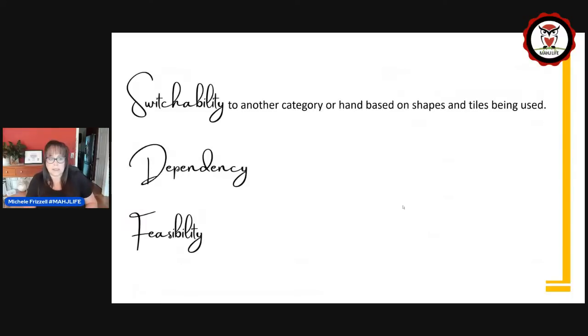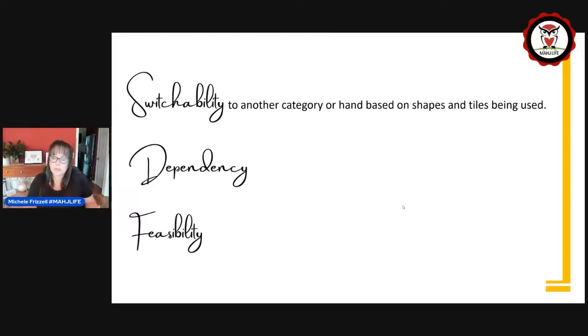For switchability, you need to be able to look at the common shapes and the tiles that are being used in your hand. You can't just switch to anything. It's relative. You've got to have some commonality in another category, for example, or preferably within the same category first. But sometimes you can switch outside the category. Typically, you're going to stay within a category. But that's not always true depending on the type of hand that you're playing.